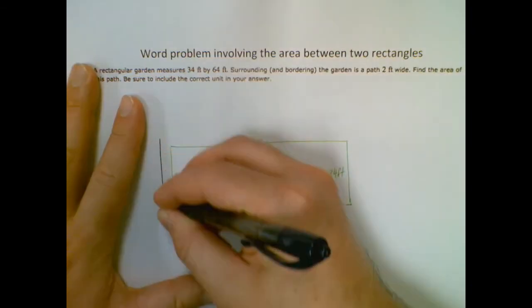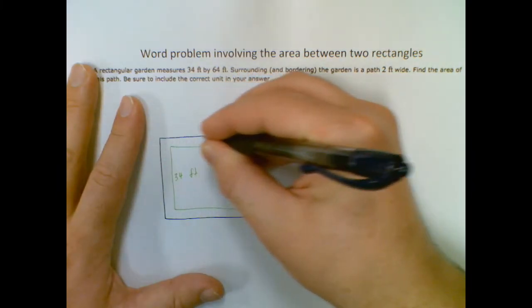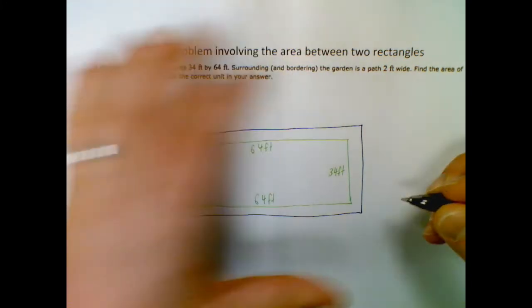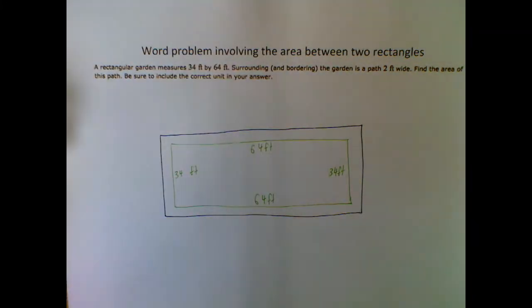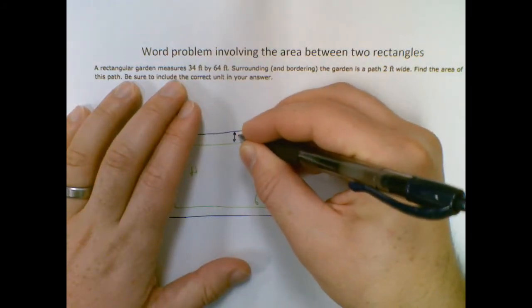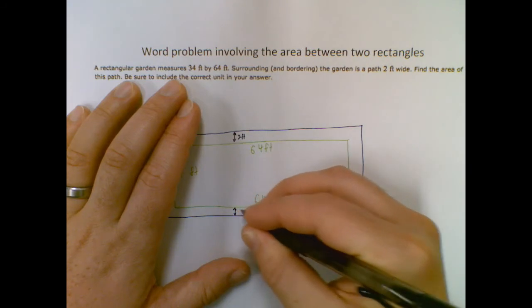I know it's going to be around this whole thing, like a viewing walkway for you to get around without walking in the flowers or something, I suppose. But I know it's 2 feet wide, so this is, say, 2 feet, right? So that's 2 feet, and this is 2 feet.